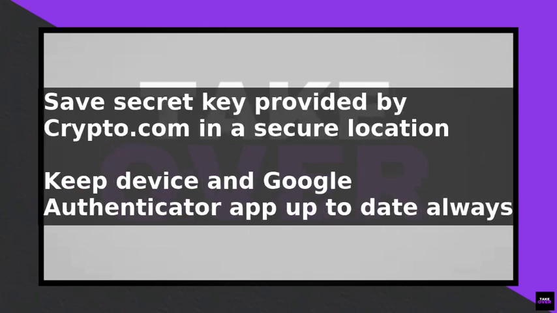Best practices for using Google Authenticator 2FA on Crypto.com include always keeping your device and Google Authenticator app up to date, never sharing your verification codes or secret key with anyone, and regularly reviewing your account activity to detect any suspicious transactions. By following these steps and best practices, you can significantly enhance the security of your Crypto.com account and protect your assets from unauthorized access.